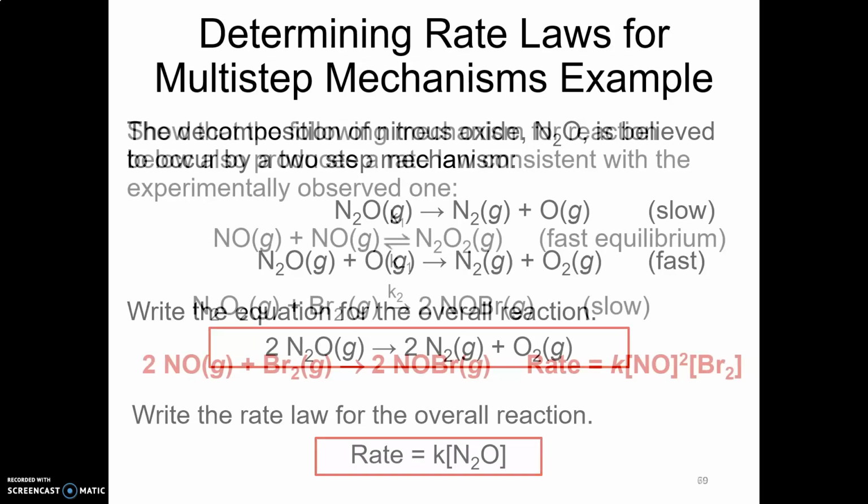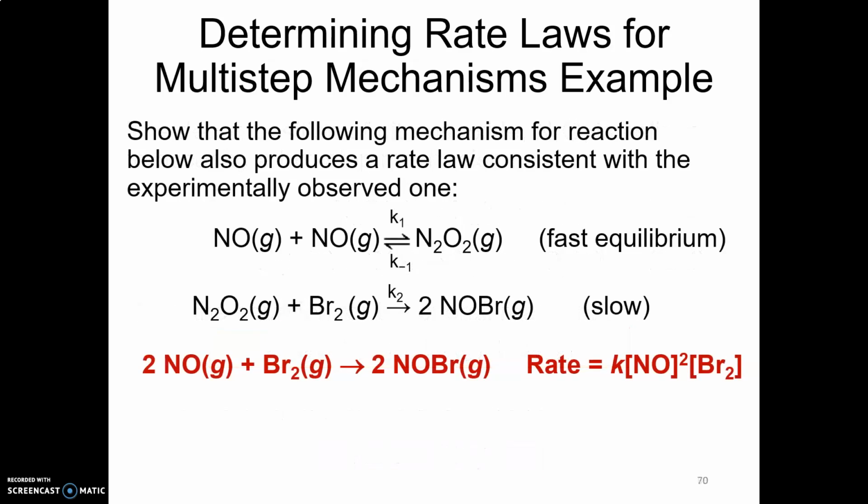All right. What happens if the first step is fast and the second step is slow? What was our trick? We're going to take our thumb and cover up our intermediate. Our intermediate in this case is N2O2. If we cover that up and write a rate law that includes everything else, rate equals k times the concentration of NO squared times the concentration of Br2, which is exactly what you see on the bottom right hand of the slide.